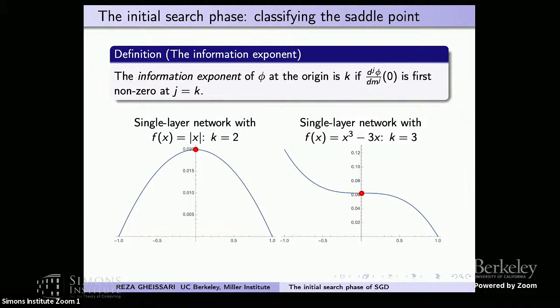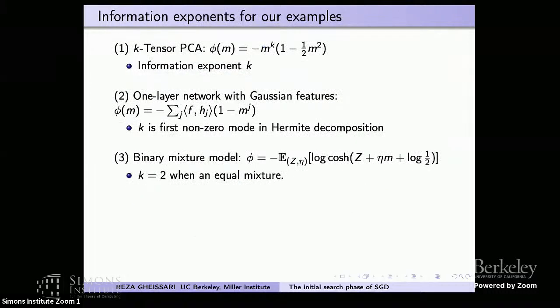And so the main result is, a few examples. For tensor PCA, the information exponent is exactly the order of the tensor. So as soon as you get beyond 2, this flatness is really severe. In the one-layer network with Gaussian features, it depends on the Hermite coefficients of the activation function. And in the binary mixture model, it's a k equals 2 kind of problem. So you have some saddle, but it's a mild one.